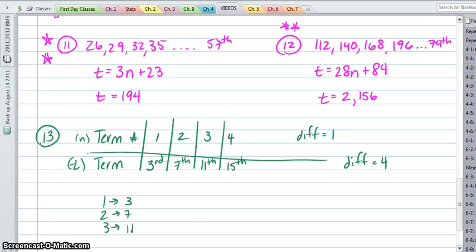Okay, so we can find t by multiplying the term by 4 and then subtracting 1. 1 times 4 is 4, minus 1 is 3. 4 times 2 is 8, minus 1 is 7, and 3 times 4 is 12, minus 1 is 11.